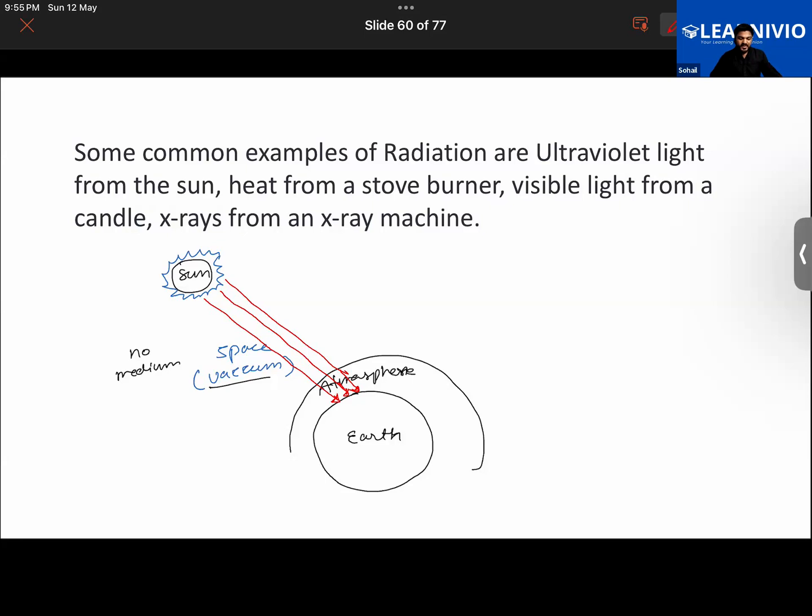These are different examples of radiation. I believe you guys might have heard of this term radiation before also. Like when you get an X-ray done, you might have read this term somewhere. Have you guys? Yes, sir.